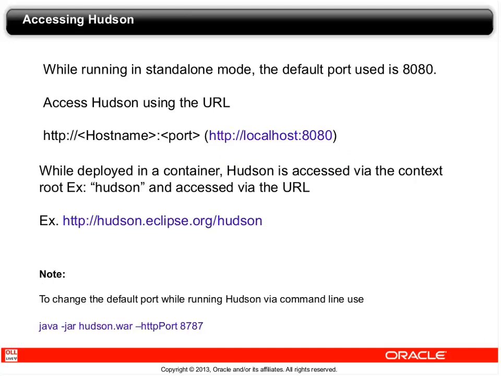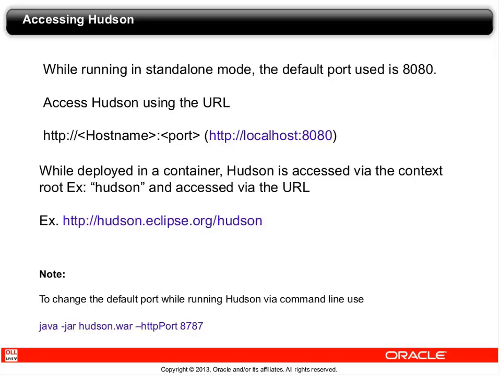So how do you access Hudson? When you run Hudson, as I mentioned earlier, Hudson is a pure Java web application, so you have to access it from a browser. You go and say localhost:8080, and then you will get Hudson up and running. All the information from Hudson is available in the browser. If you are deploying it to a container, usually a context root is added, so then you have to access Hudson using the context root.